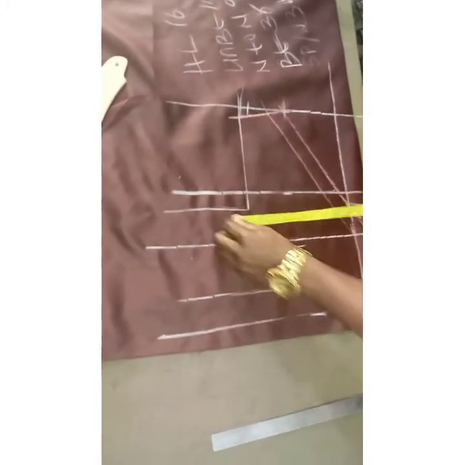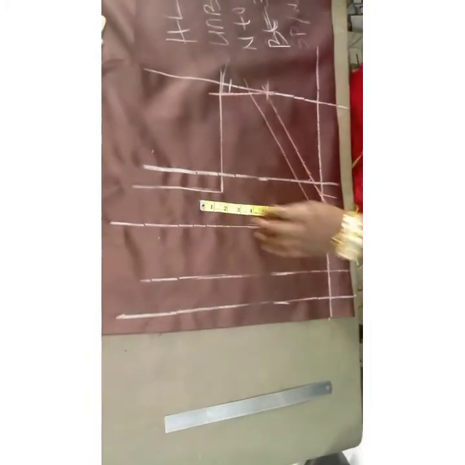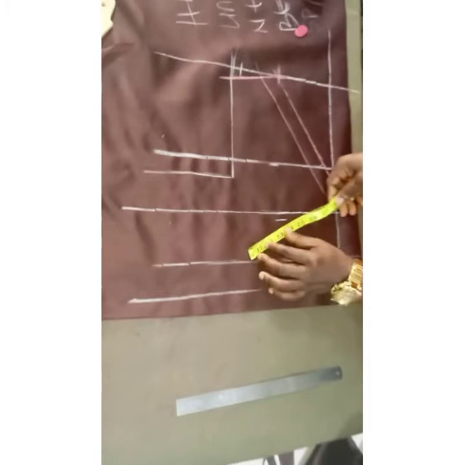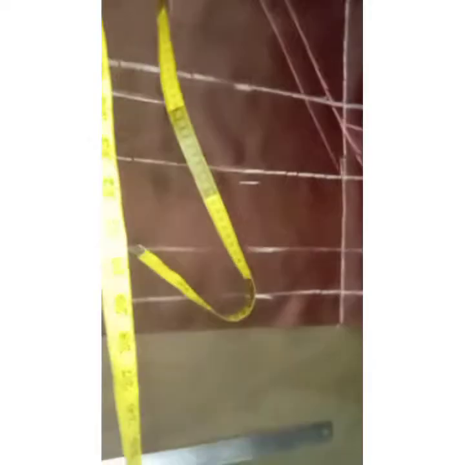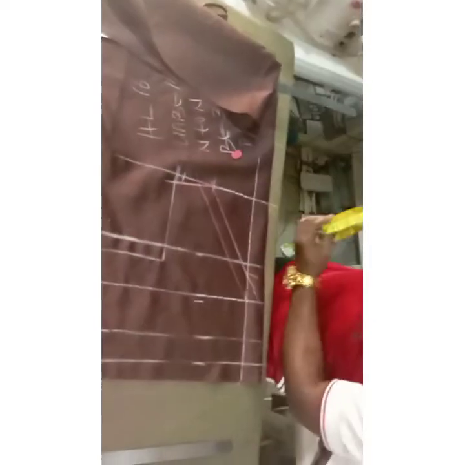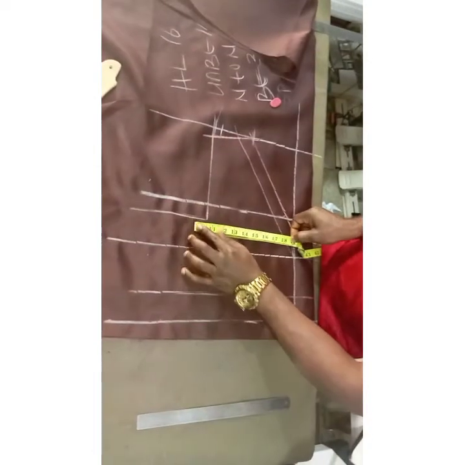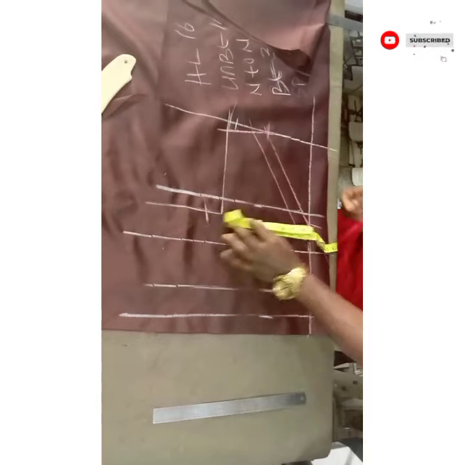Then the next thing, I'll take the bust measurement. The bust measurement of 38 divided by 4. Look at how I'm going to divide it. I'll just take my 38, divide by 4. Then I'll mark it on this, my armhole measurement.